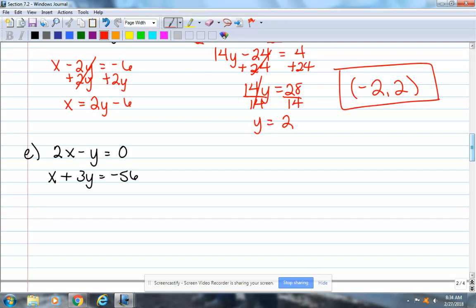But when you're doing your homework, guess what? You can do whatever you want to do. All right, so I'm going to do the x. All right, so how do I get that x by itself?